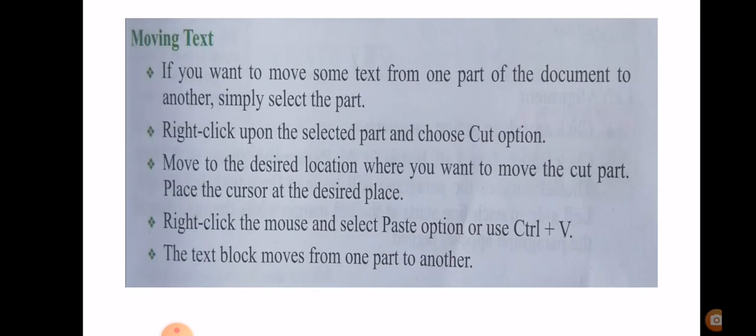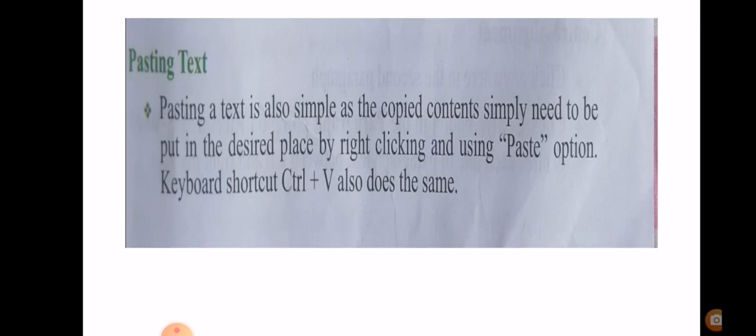Moving text. If you want to move some text from one part of the document to another, simply select the part. Right click upon the selected part and choose Cut option. Move to the desired location where you want to move the cut part. Place the cursor at the desired place. Right click the mouse and select Paste option, or you can use Ctrl+V. The text block moves from one part to another.